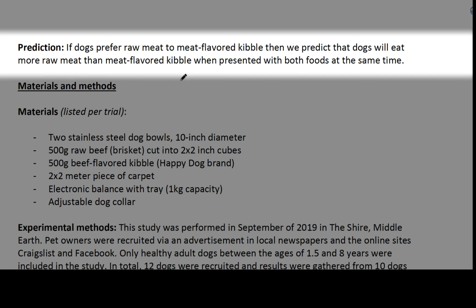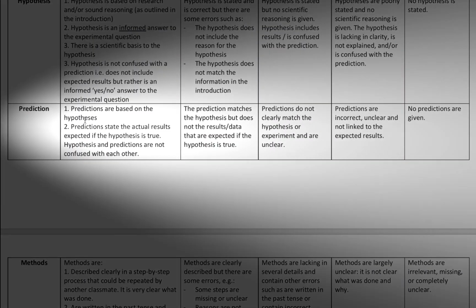So to score high marks, your prediction needs to be linked to your hypothesis, and it needs to state the actual results if the hypothesis is true. So in our experiment, we hypothesized that because dogs evolved or were selectively bred from wolves, and wolves have a meat-based diet, and the evolutionary history of dogs is that they ate raw meat, they're going to prefer raw meat compared to dry kibble. And our way of testing that was to give some dogs raw meat and dry kibble, and see how much of it they ate. And so that's what our predictions are going to talk about.